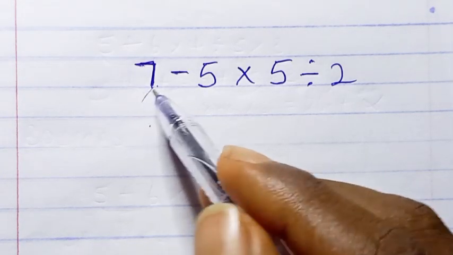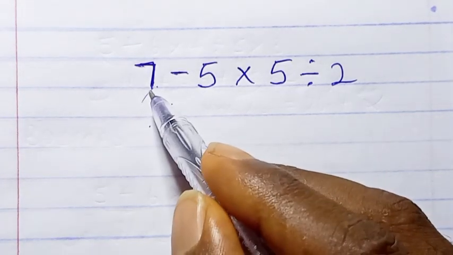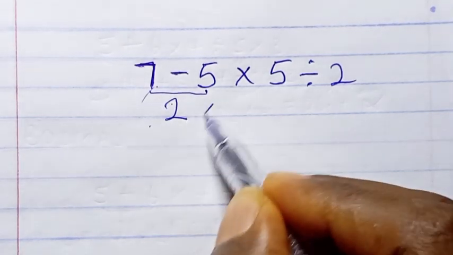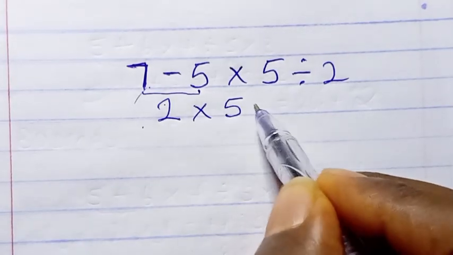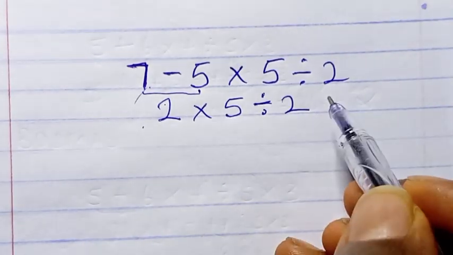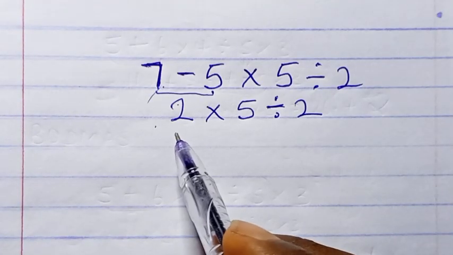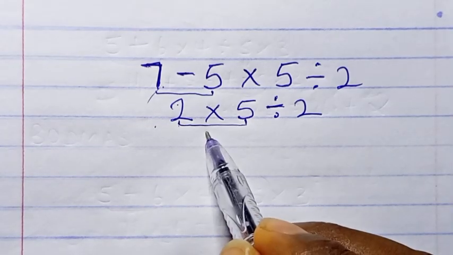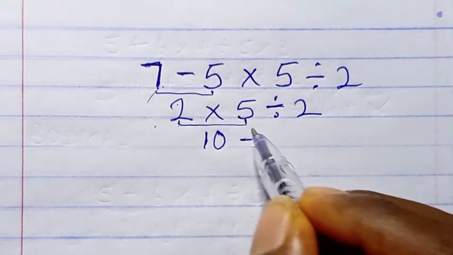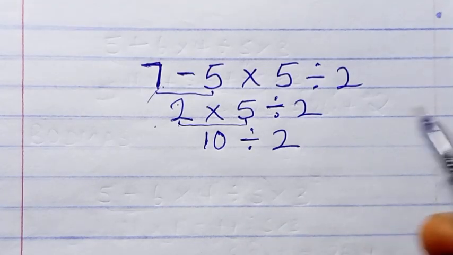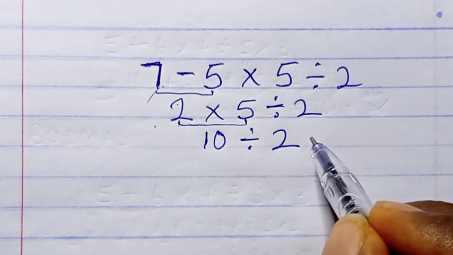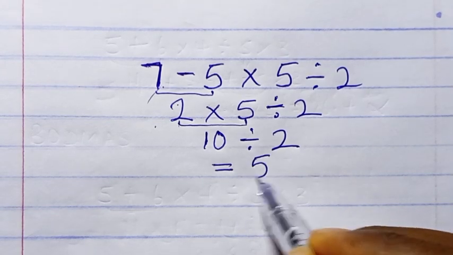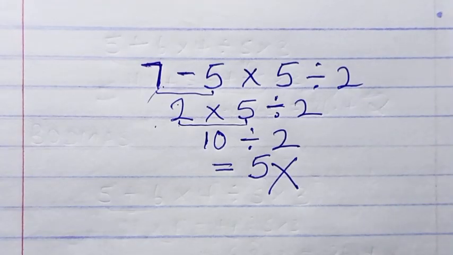You can do something like this. 7 minus 5, which is equal to what? 2 times 5 divided by 2. Now, you can still go ahead and do 2 times 5. 2 times 5 will give us what? 10 divided by 2. Now, 10 divided by 2 is going to give us what? 5. But this is not correct.